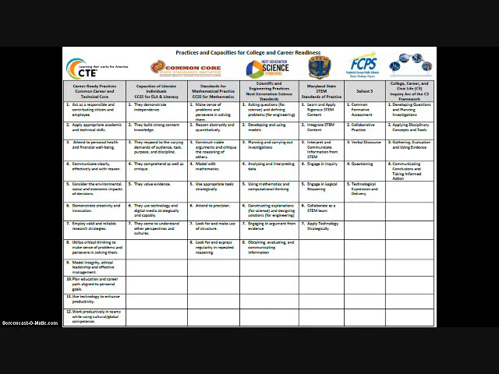This chart is the practices and capacities for college and career readiness across multiple content areas. On the left-hand side, you will see a category for the 12 Career Ready practices from the Common Career and Technical Core.